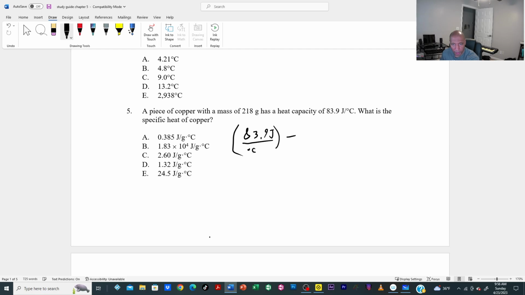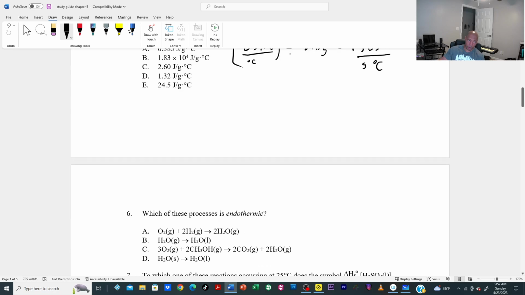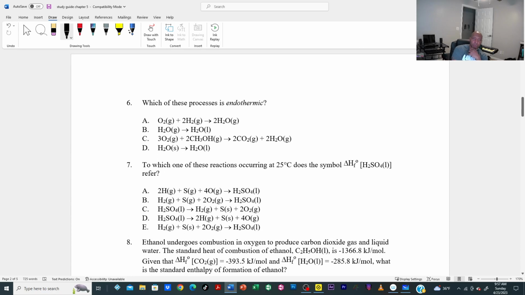So I know what you're probably saying to yourself, it can't be that simple. All I have to do is take 83.9 joules per degree Celsius and divide it into 218 grams. Yeah, because you're going to end up with units of joules per gram per degree Celsius, right? So 83.9 divided into 218 is going to give you 0.385 joules per gram per degree Celsius. Okay, and that would correspond to A. It's that simple, guys. It is that simple.